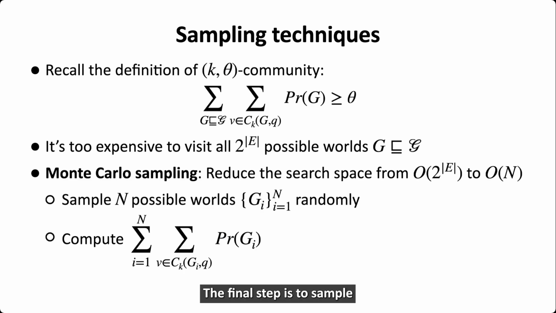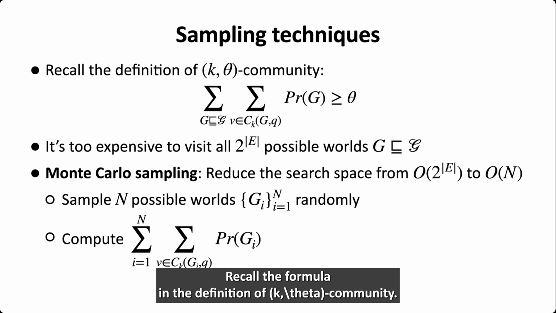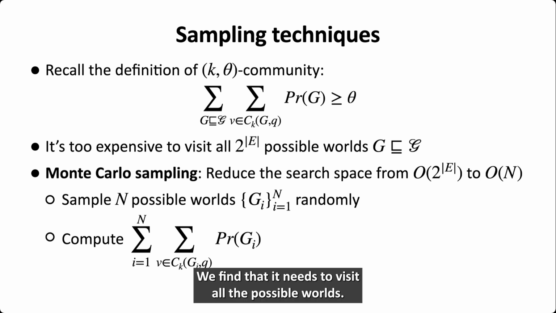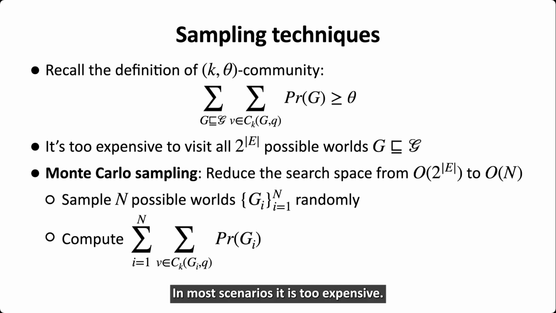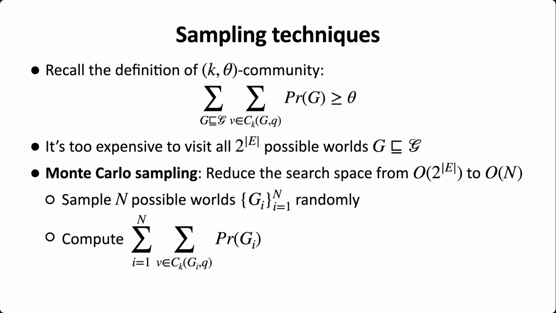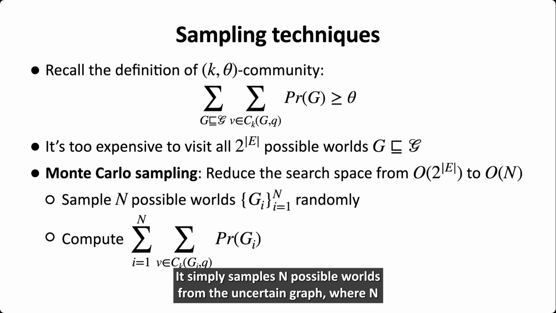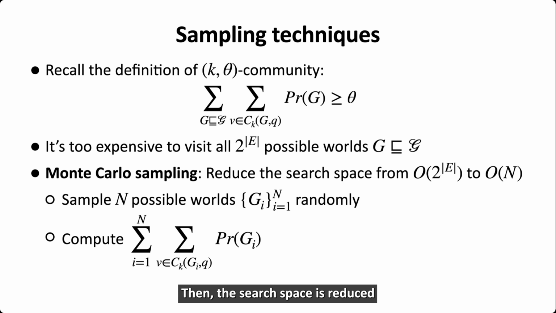The final step is to sample the graph and approximate the confidence value. Recall the formula in the definition of k-theta community. We find that it needs to visit all the possible worlds. In most scenarios, it is too expensive. Therefore, we resort to sampling techniques. The basic choice is the Monte Carlo sampling. It simply samples n possible worlds from the uncertain graph, where n is a hyperparameter. Then, the search space is reduced from the exponential number to n.